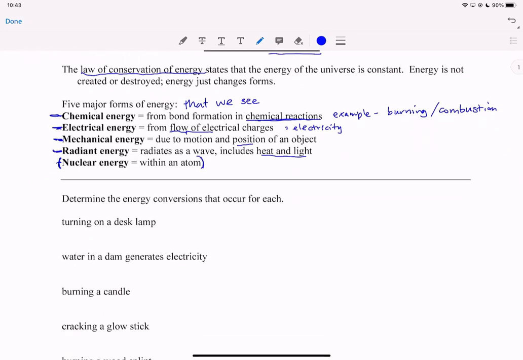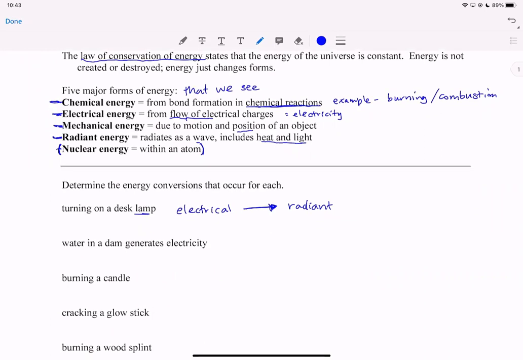So let's look at these standard day-to-day processes, like turning on a light. So turning on a desk lamp in your house. Well, you know that if you're turning something on, that's electricity, that's electrical energy. And what happens is you get this light. The light is a form of radiant energy. Okay, so it's a light wave that radiates. And so that's something to think about. When you turn on a light, the energy doesn't come from nothing. Energy is not just created in the light, it comes from the electricity, which is a flow of electrical charges. That's electrical energy.